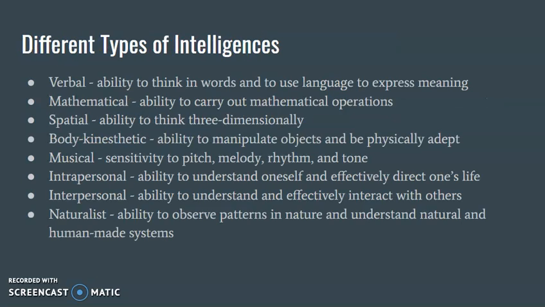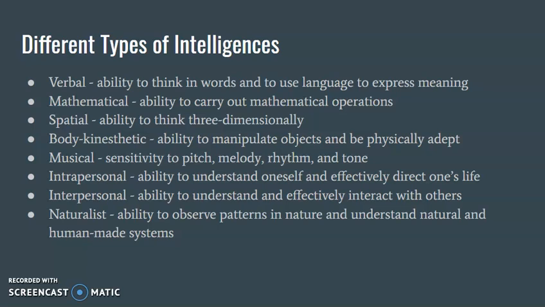So based on Gardner's theory, there are various different types of intelligences as listed here. Verbal, which is the ability to think in words and use language to express meaning. Mathematical, spatial, ability to think three-dimensionally. Body kinesthetic, ability to manipulate objects and be physically adept. Musical, pretty self-explanatory. Intrapersonal, ability to understand oneself and effectively direct one's life. Interpersonal, ability to understand and effectively interact with others. And naturalist, ability to observe patterns in nature and understand natural and human-made systems.